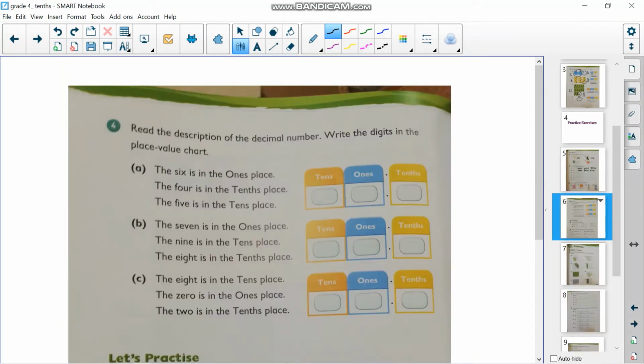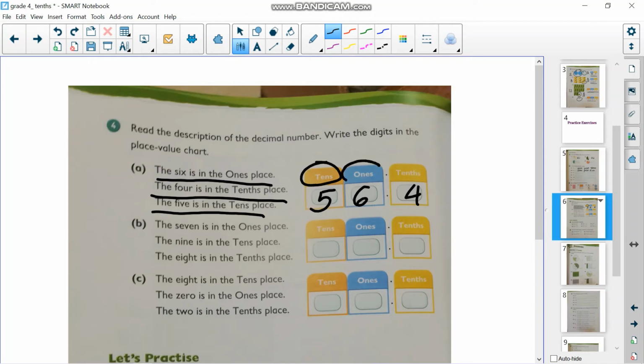Number 4, read the description of the decimal number and write the digits in the place value chart. Letter A, the 6 is in the ones place. Ones place is a whole number. The 4 is in the tenths place. The 5 is in the tens place. So just read the description of every sentence and then put the numbers in the correct column. Tens, ones, and tenths. Okay?